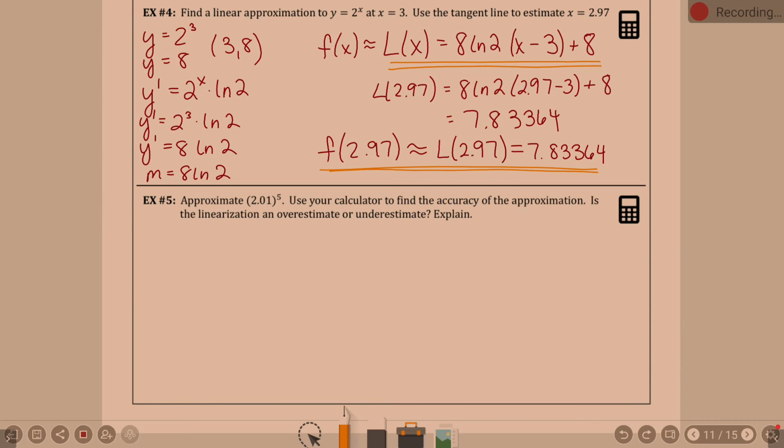Okay. Approximate 2.01 to the fifth. Use your calculator to find the accuracy of the approximation. Is the linearization an overestimate or underestimate? And explain. Okay. Some information was not bluntly provided here, but it's here. What function are we talking about? If we're trying to approximate 2.01 to the fifth, what does that mean our function is?